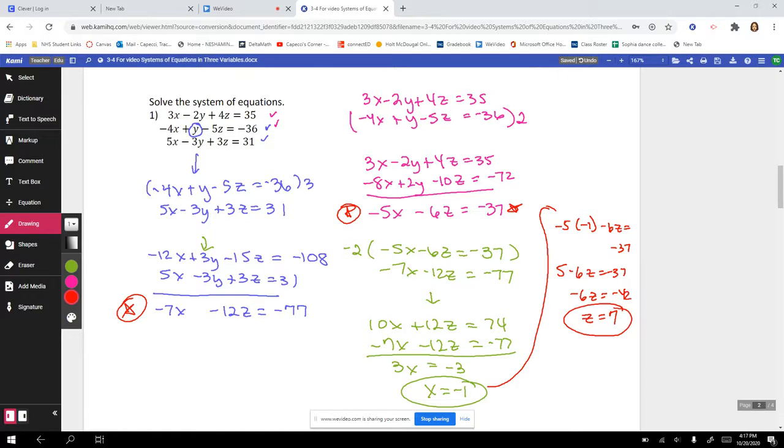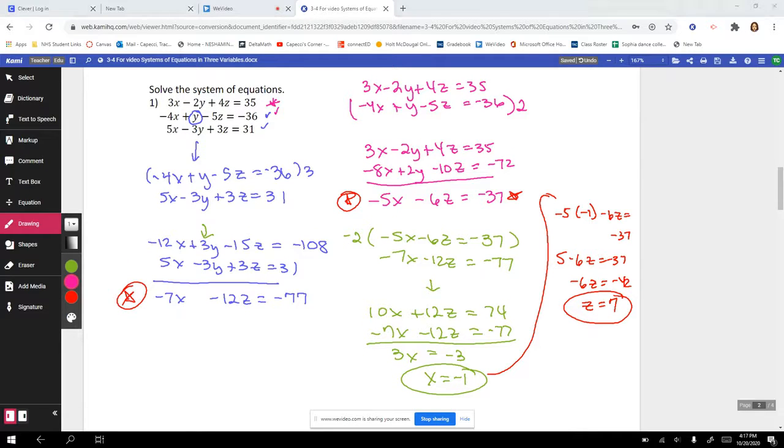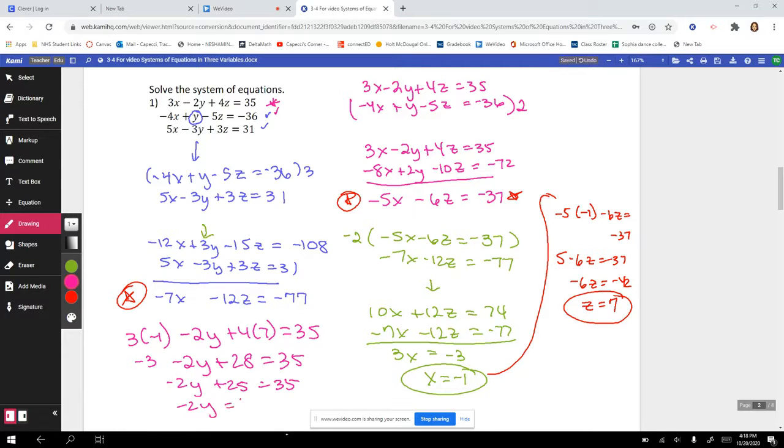Okay, last one now, I need to solve for y. So again, I can use any equation that I want. So let's go, I want to work with this first one. I'll go back to this first one here. So I have 3, and I know the value for x is negative 1, minus 2y, my y is unknown at this point, plus 4 times 7, which is z, is equal to 35. So this gives me negative 3 minus 2y plus 28 is equal to 35. So I have negative 2y plus 25 is equal to 35. So negative 2y is equal to 10. So y is equal to negative 5.